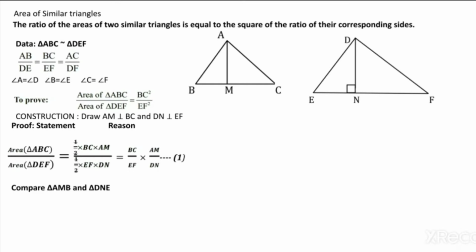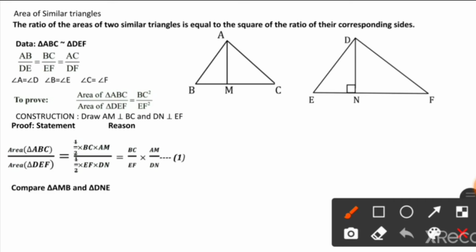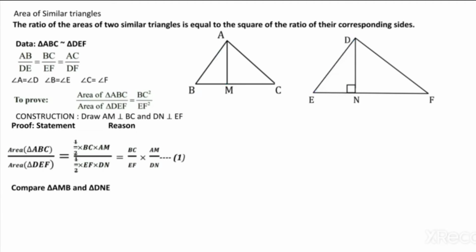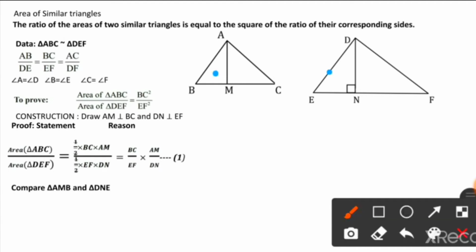So the next step is I am going to compare the left side of both triangles. In both triangles, the left triangle, what is there? We are going to consider ABM and DEN. You can also choose AMC and DNF. It's left to your wish. But here I have considered ABM and DEN, in order to show that these two triangles are similar to each other.